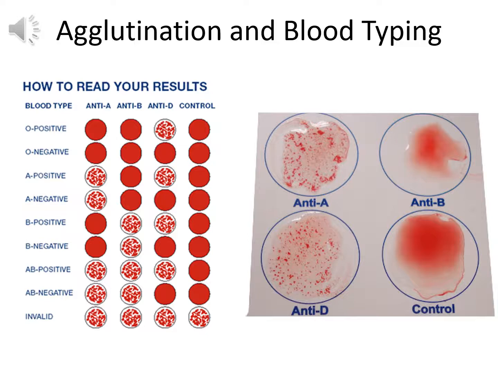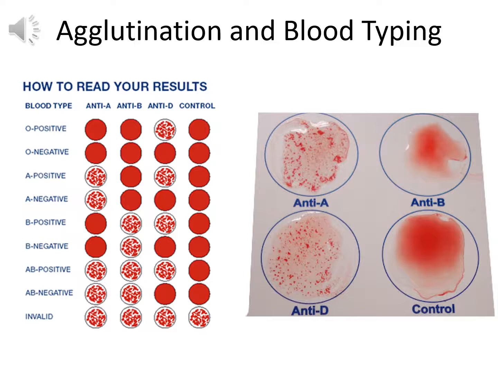Finally, the test is invalid if the control is an agglutination reaction, whether or not the others are agglutination or not. So there we see a problem. Okay, and hopefully that gives a little more visual guide as to how this forward blood typing is done.